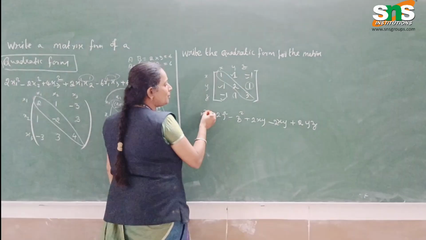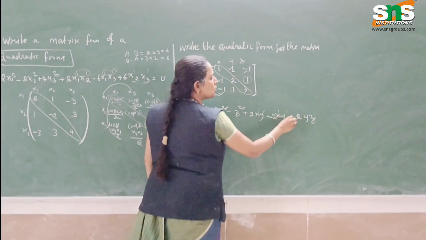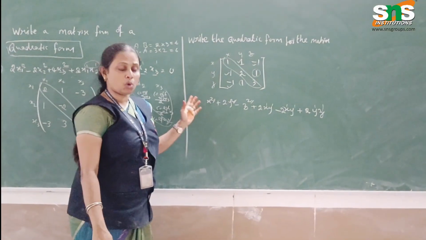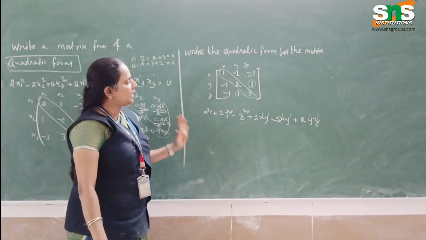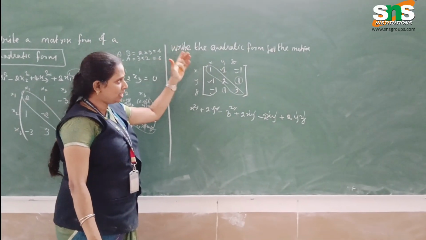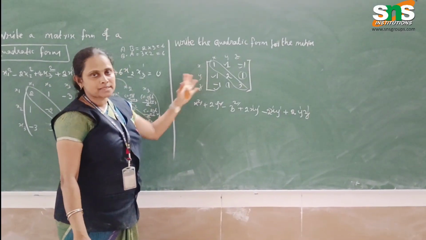Here see the quadratic form. It is homogeneous, power 2, here also power 2, here also power 2. So it is a homogeneous polynomial of degree 2. So this is the quadratic form. We have to find the quadratic form for the matrices given.